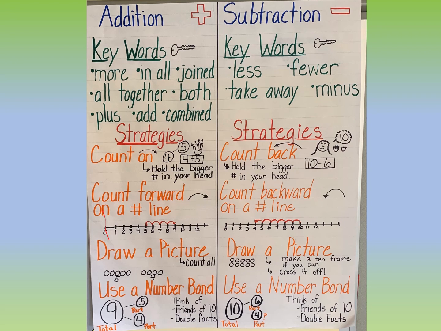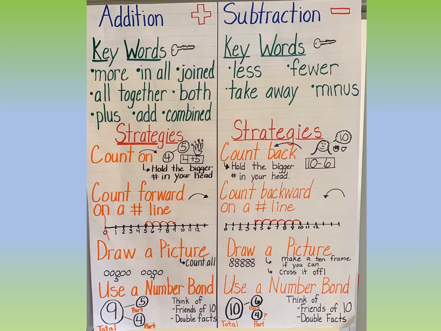Subtraction keywords are less, fewer, take away, minus. Strategies are counting back, hold the bigger number in your head, and count back. So you would start at 10 and count back 6: 9, 8, 7, 6, 5, 4. Counting backwards on the number line, you'd start on the 10 and count back 6 the same way, except where you could hop on the number line.